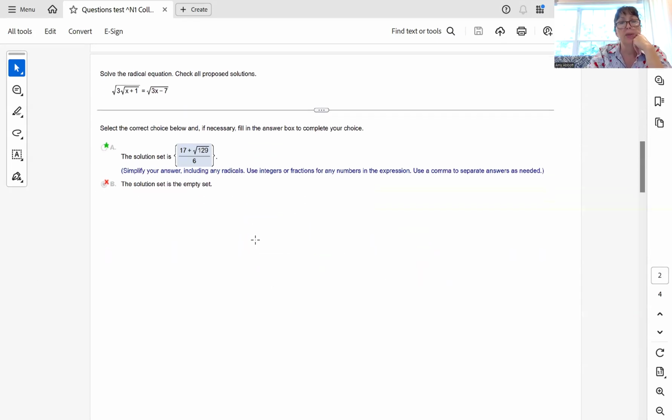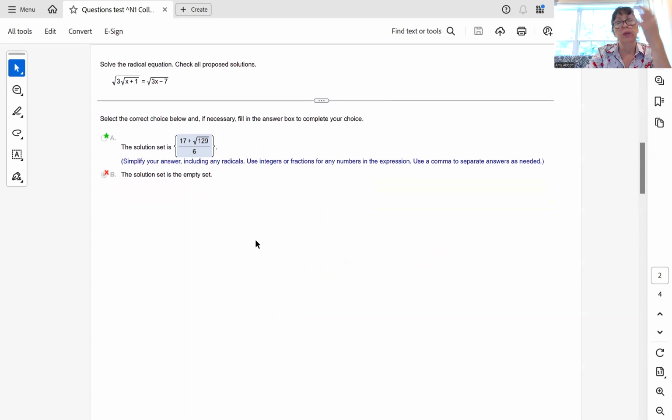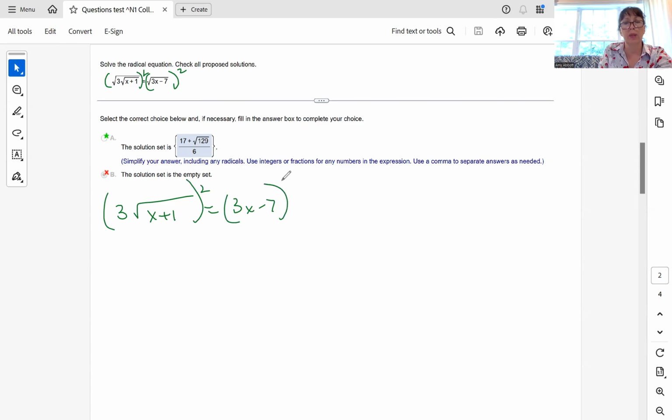The next one was kind of tricky. What was tricky about it was the cleanup on it. Well, there was a couple things that were tricky on it. But when you have radicals to solve it, remember what you do is you square both sides. So squaring both sides, the outside radical is gone. So that would give you 3 square root of x plus 1 equals 3x minus 7. But we still have a radical left. So let's square both sides again.